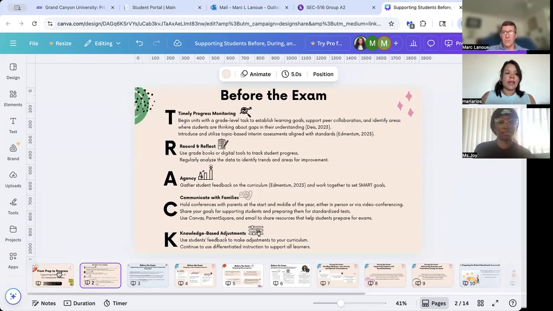So before an exam, I've developed a track plan for progress monitoring. And in the acronym, the letter C is communicate with families, emphasizing the importance of having that communication with them throughout the school year, as well as sharing academic goals for assessment preparations.